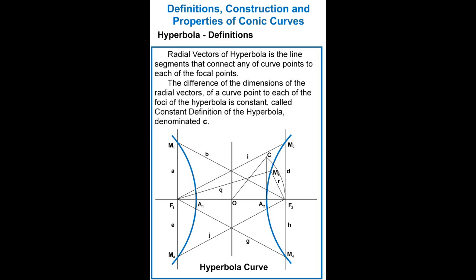In this third slide of this second class of Chapter 7, the presentation of the characteristics of the hyperbolic curves continues. The line segments that connect any point of the curve to each of the focal points are called the radial vectors of the hyperbola. The difference in the dimension of the radial vectors from a point of the curve to each of the foci of the hyperbola is constant, called the constant of the definition of the hyperbola, and is represented by the lowercase letter c.